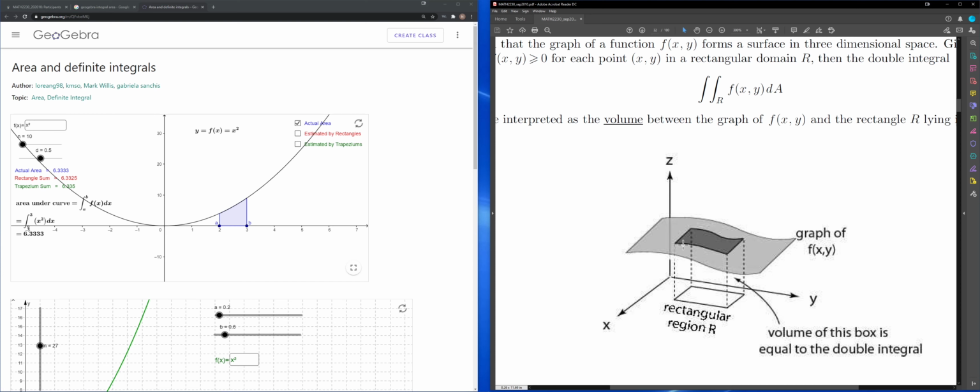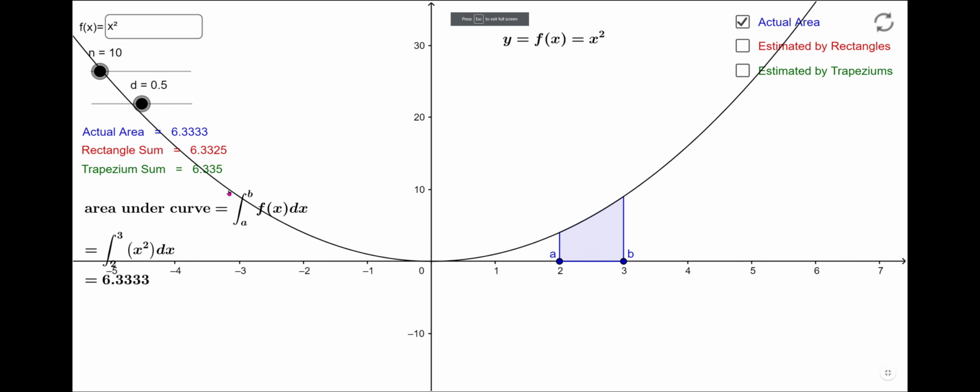Then you'll get a three-dimensional enclosed region here. And the volume of that three-dimensional enclosed region is equal to the value of this double integral. So a double integral has an interpretation as volume. That's analogous to the case of the integral of a single variable, where the integral of a single variable was equal to the area under the curve.